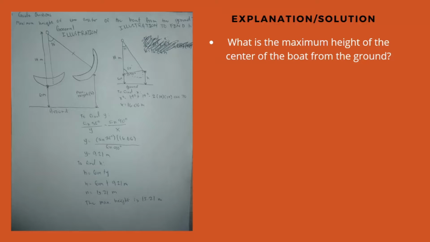To find y, sine 35 degrees over y is equal to sine 90 degrees over x. So y is equal to sine 35 degrees times 16.06 over sine 90 degrees, and y will be 9.21 meters. To find h, h is equal to 6 meters plus y. It will be 6 meters plus 9.21 meters, and the result will be h equal to 15.21 meters. So 15.21 meters is our maximum height.